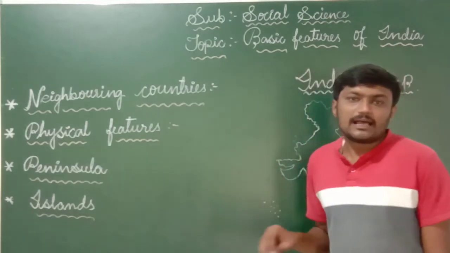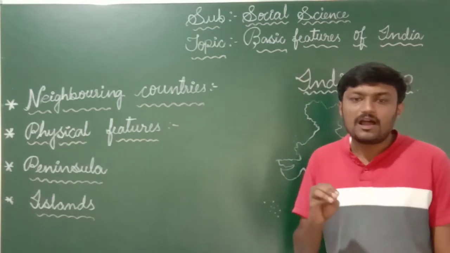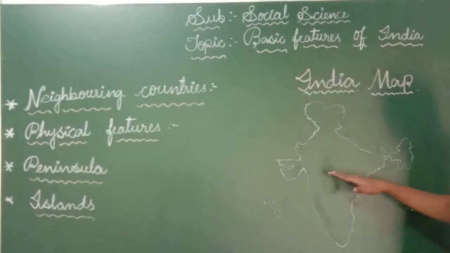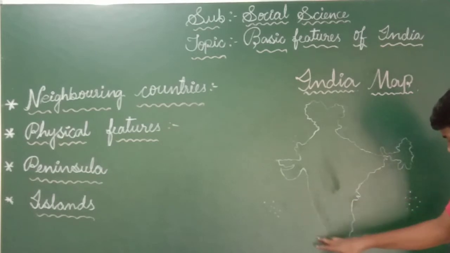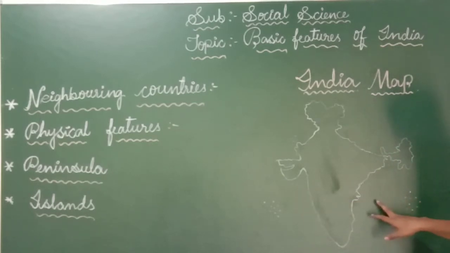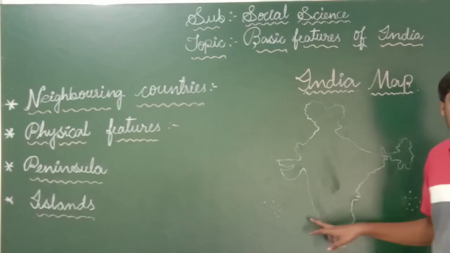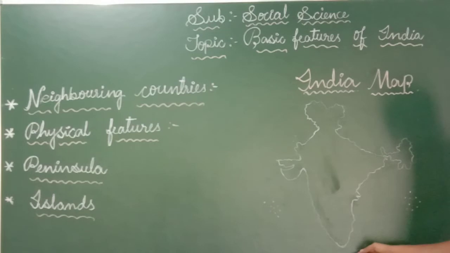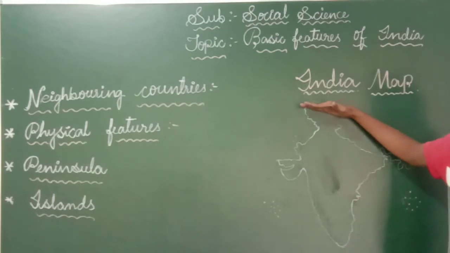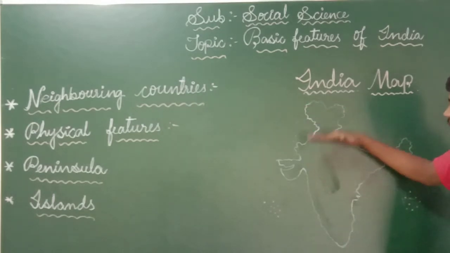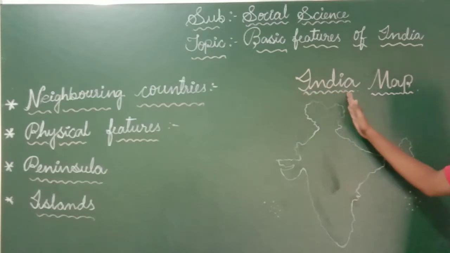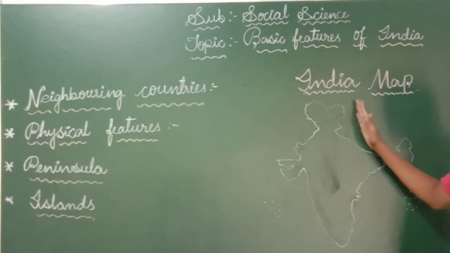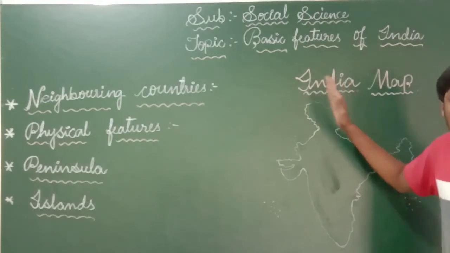17 states of our India share their boundary with the neighboring countries. See, this is the Indian map. Three sides are covered by water bodies: Arabian Sea, Bay of Bengal, and Indian Ocean. But the northern part of our country is surrounded by many other nations. The 17 states of our nation share their boundary with foreign countries.